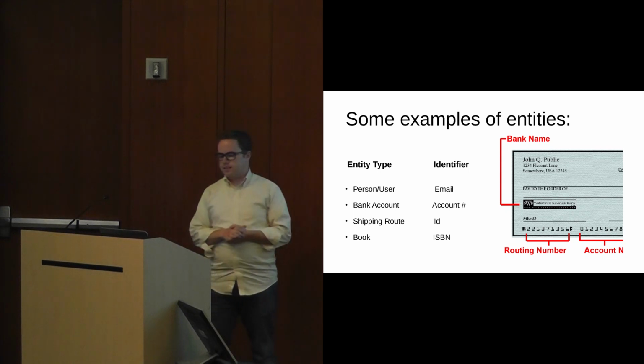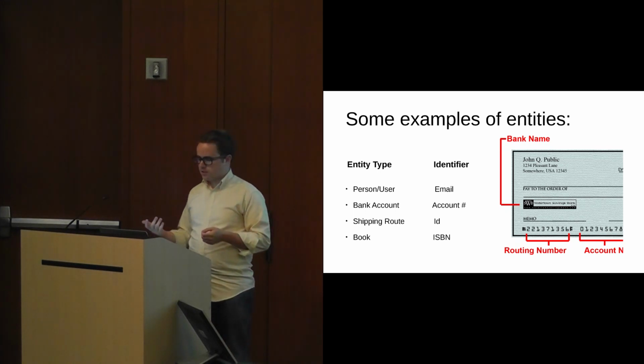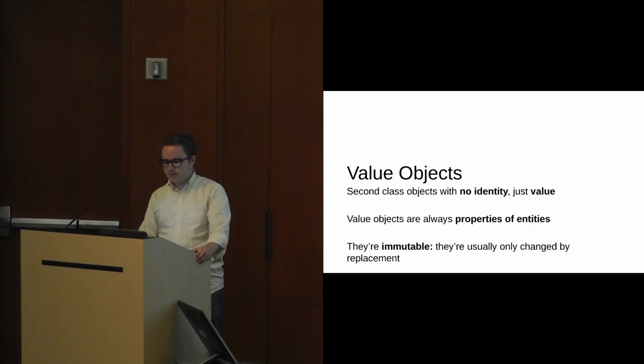So some examples of entities: a user is usually identified by their email, so that you never have 2 of the same user in a system. Bank accounts are identified by account numbers. You can imagine the problems that would come about if you had 2 of the same bank account. A shipping route might be identified by some arbitrary ID, like a number, and then a book or a product should be identified by an ISBN or a SKU.